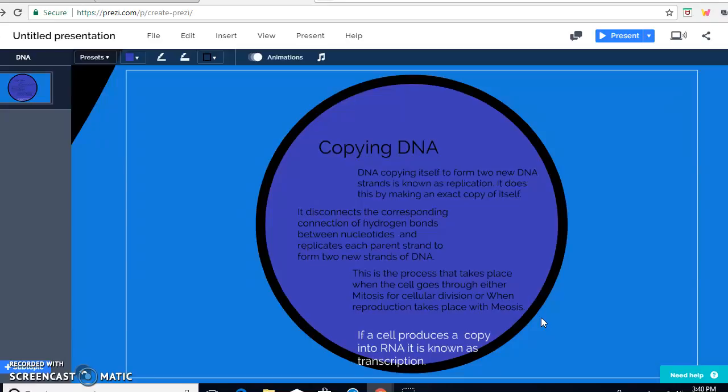We'll discuss those a little bit more when we get deeper into it. And you will understand a little bit better about how the 2 different processes of reproduction take place, mitosis and meiosis. If a cell reproduces a copy into RNA, which we'll also cover a little bit later, then it is known as transcription.